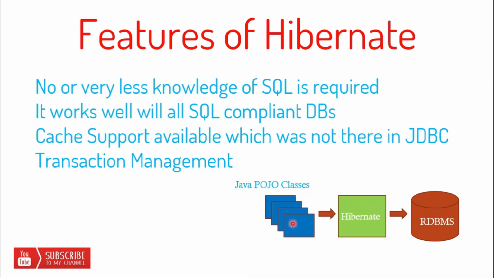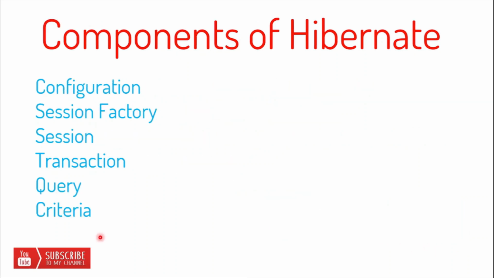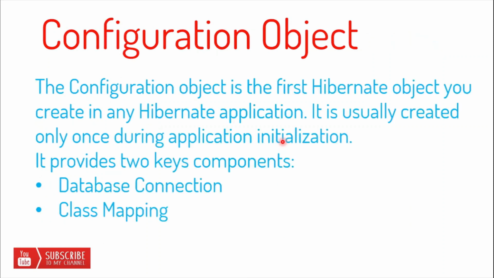So whatever changes we are making in our POJO classes, which are actually mapped to some of the tables, all those changes will be reflected in the database as well using Hibernate. Now let's see few main components of Hibernate as well. The main components of Hibernate are configuration, session factory, session, transaction, query, and criteria. Now let's check these components one by one in detail.